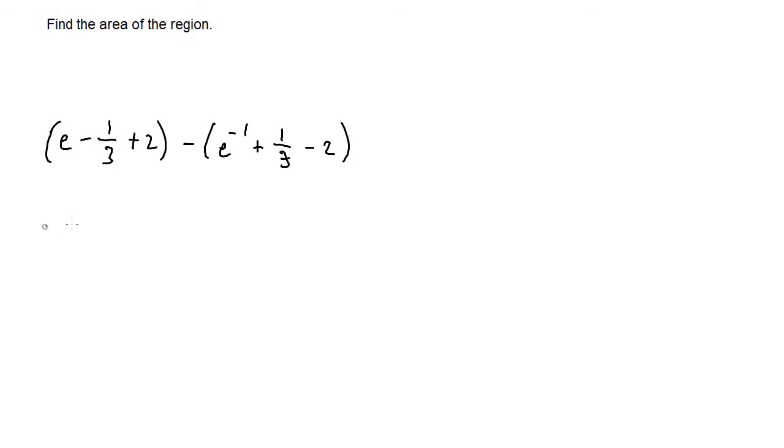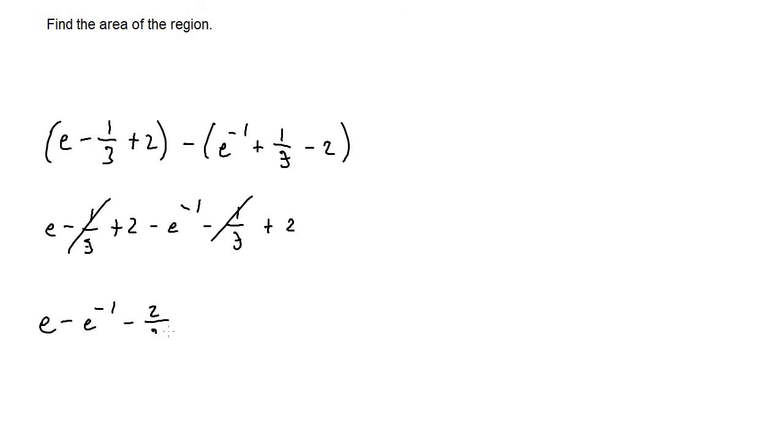So now simplifying, we have e minus 1/3, and then plus 2. I'm going to distribute the negative to the right set of parentheses. So negative e to the negative first, minus 1/3, and then plus 2. So then we have e to the first minus e to the negative first, so e minus e to the negative first. We have negative 1/3 minus 1/3 is going to be negative 2/3. And then we have 2 plus 2, which is going to be 4.